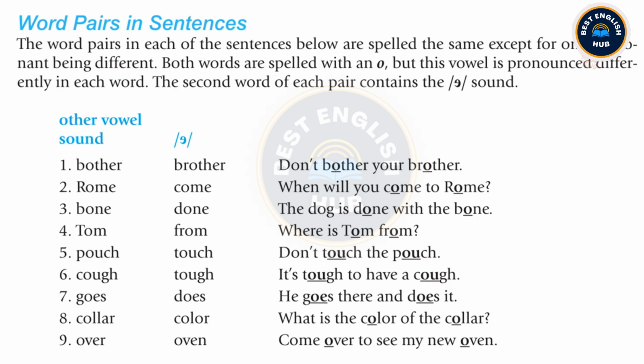Cough, tough. It's tough to have a cough. Goes, does. He goes there and does it. Collar, color. What is the color of your collar? Over, oven. Come over to see my oven.